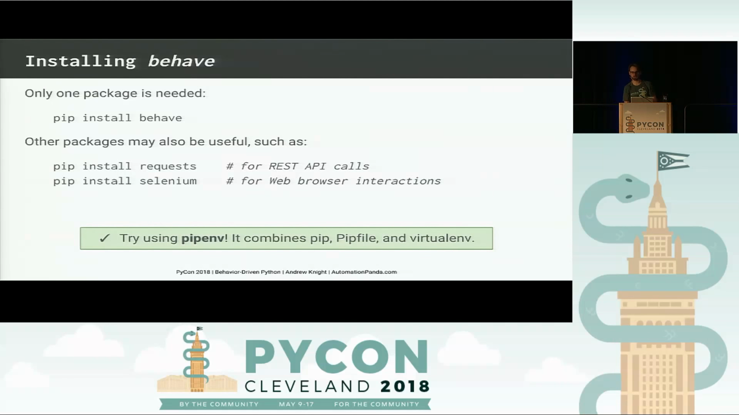To install Behave is pretty easy. Just grab it from pip. Pip install behave. You may want to have some other packages for testing, things like requests or Selenium, depending on the type of test you're doing. But just the raw framework itself only needs the Behave package. Shout out, I also recommend looking into pipenv. Pretty cool stuff.